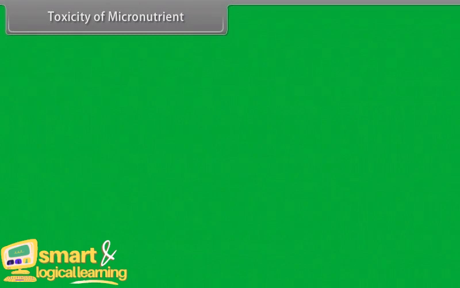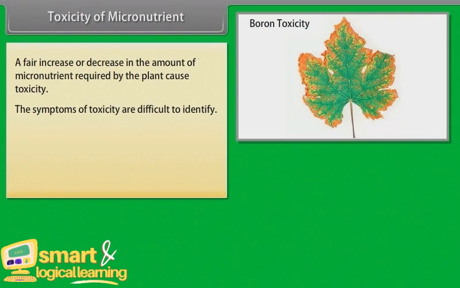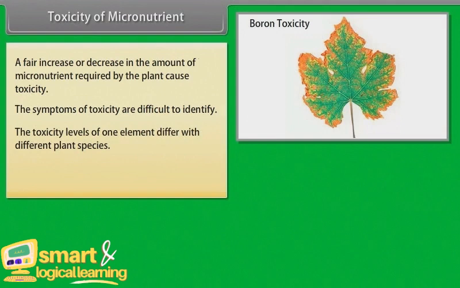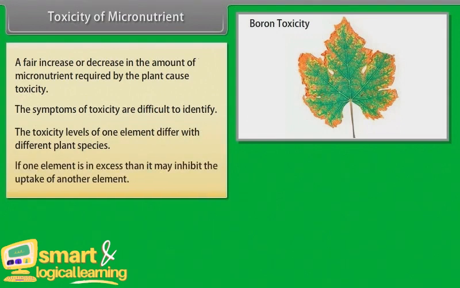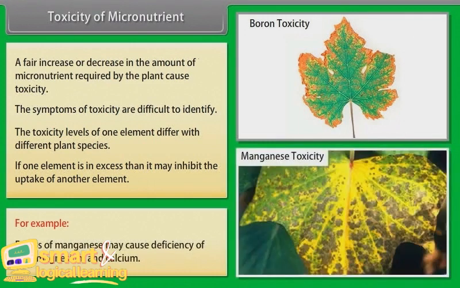Toxicity of micronutrients. A fair increase or decrease in the amount of micronutrient required by the plant causes toxicity. The symptoms of toxicity are difficult to identify. The toxicity levels of one element differ with different plant species. If one element is in excess, then it may inhibit the uptake of another element. For example, excess of manganese may cause deficiency of iron, magnesium, and calcium.